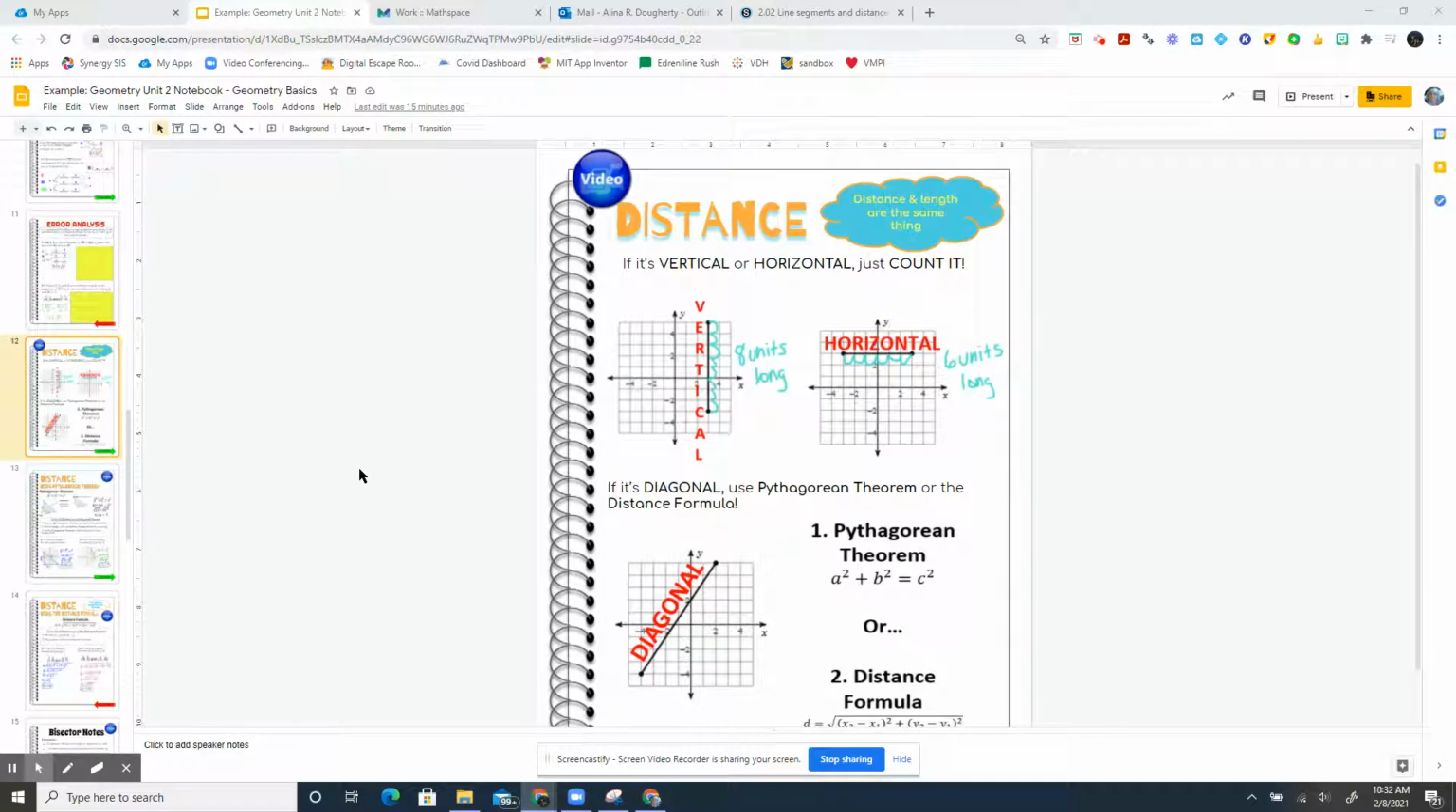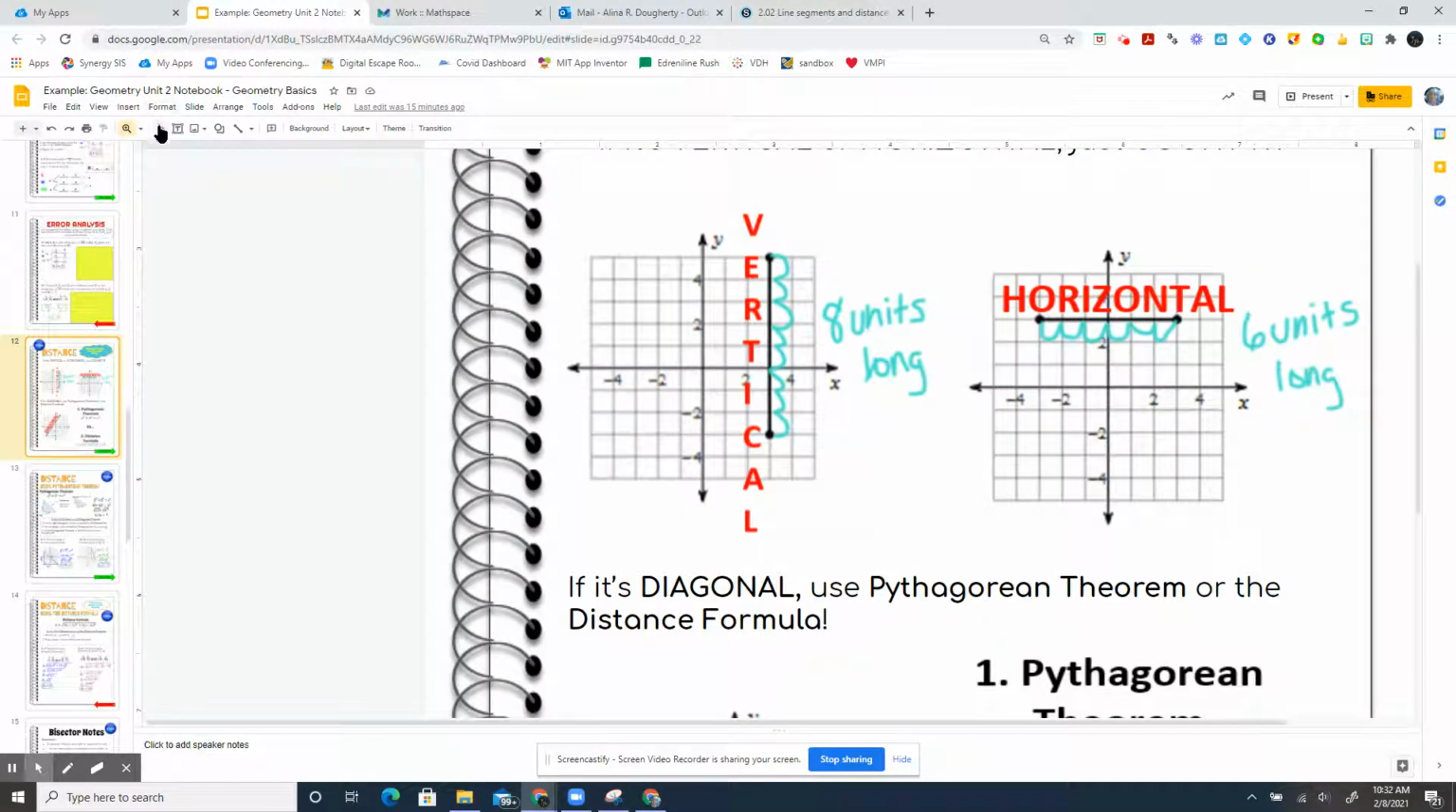Welcome back to another fun geometry video in our Unit 2 Geometry Notebook. We're going to talk about distance today. So that's on page 12, 13, and 14 of our digital notebook. There's kind of a lot to go through here, but not all of it is difficult. So I'm going to zoom in, see if we can see this a little bit more clearly.